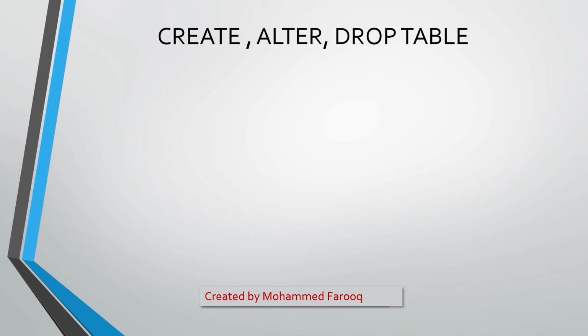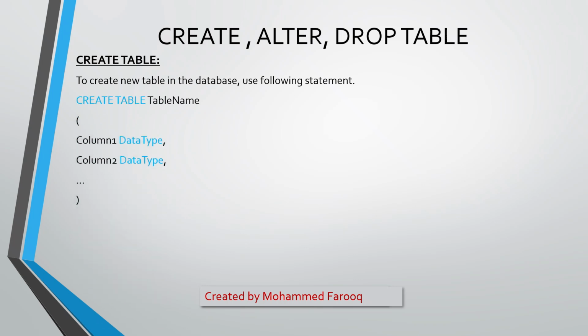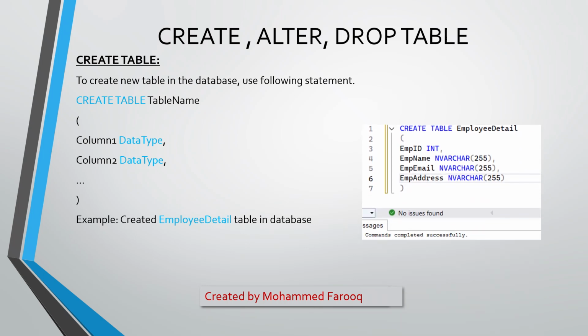Create, alter, drop table. Create table. To create a new table in the database, use the statement CREATE TABLE table name, column 1 data type, column 2 data type. Example: employee detail table in the database. CREATE TABLE employee detail. Employee ID is integer. Employee name, employee email address, employee address are nvarchar. So it will accept a maximum of 255 length.